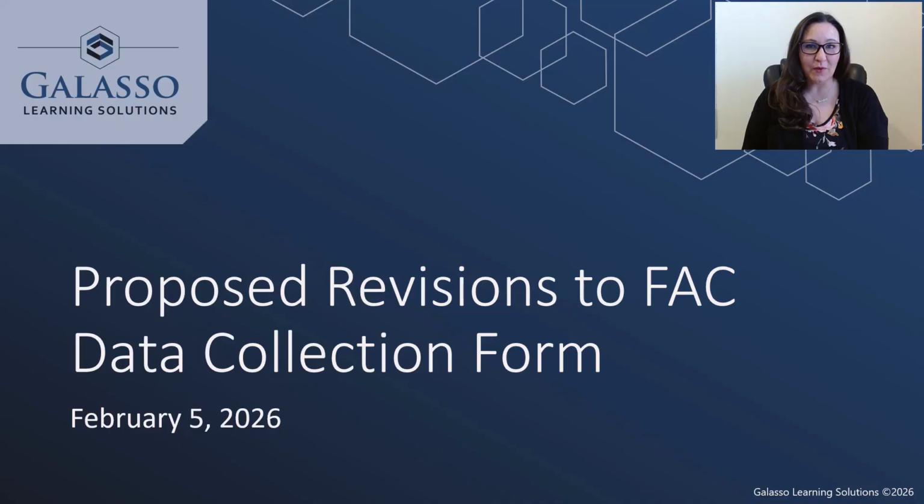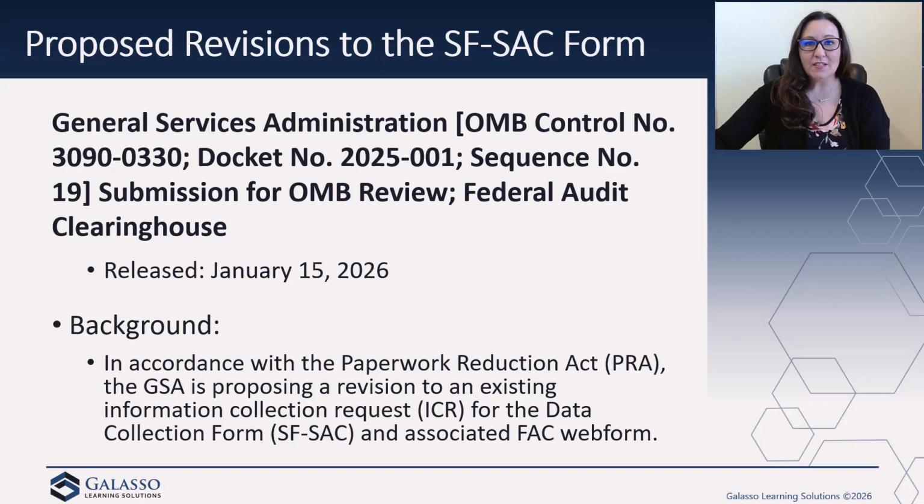On this week's Genuine Learning blog, we are going to be looking at the proposed revisions to the Federal Audit Clearinghouse's data collection form. Specifically, it is looking at these proposed revisions from the SF-SAC Form. But you can see the full title there where you'd be able to locate this information. So it's from the GSA, the General Services Administration, the submission for OMB review, Federal Audit Clearinghouse. And this came out on January 15th, 2026.